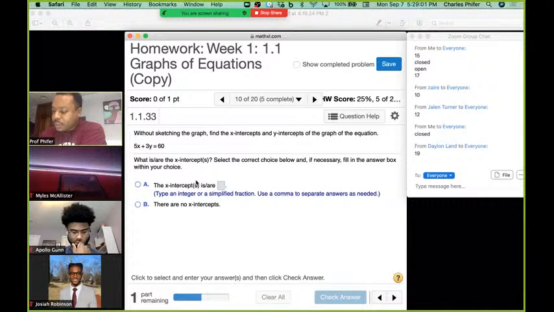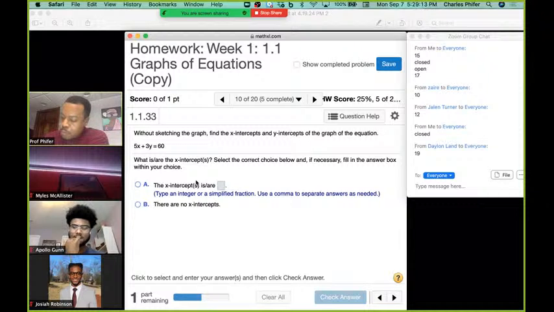All right, let me see. So this is question. I mean, sometimes we'll play games, relevant games, or like we're always trying to do something that's relevant. This is question number 10 from this assignment. This comes from section 1.1, question 33. The X and Y intercepts. Okay, so the original we have is 5x plus 3y equals 60.